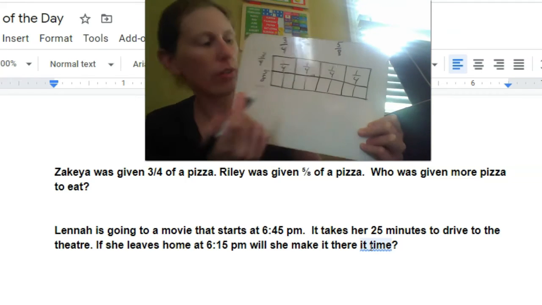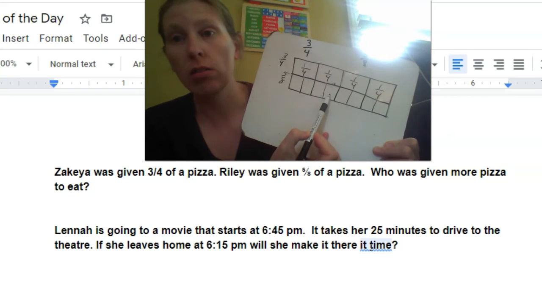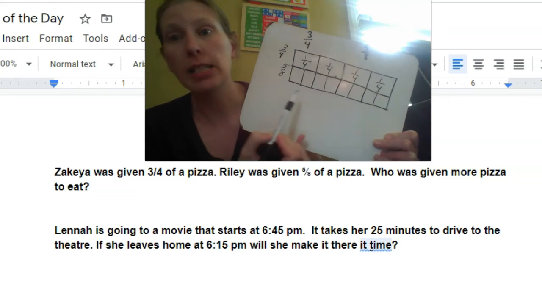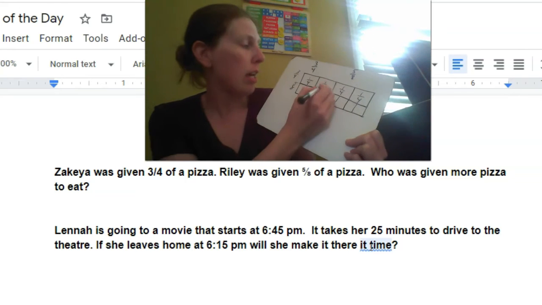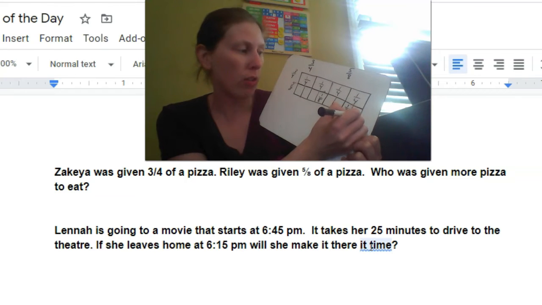So what would your unit fraction be for down here? What's the unit fraction of this? 1/8, because this is a total of 8 equal parts, and I'm talking about one of them. So all of them are 1/8.